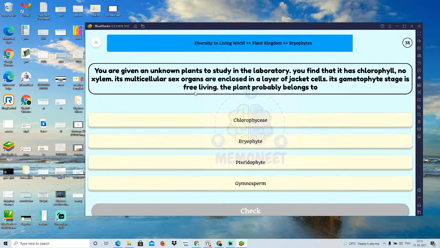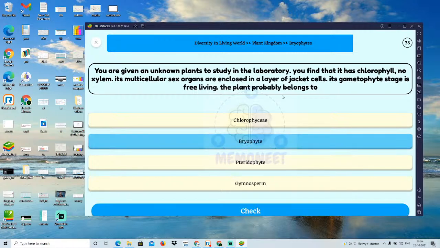So you are given an unknown plant to study in the laboratory. You find that it has chlorophyll, no xylem. Its multicellular sex organs are enclosed in a layer of jacket cells. Its gametophytic stage is free living. The plant body belongs to a bryophyte, obviously. So all of these are characteristics of bryophytes.